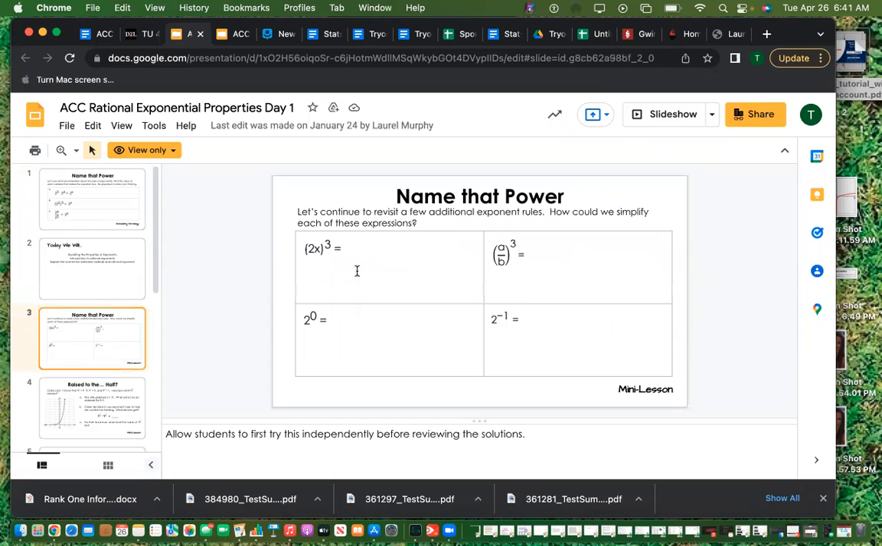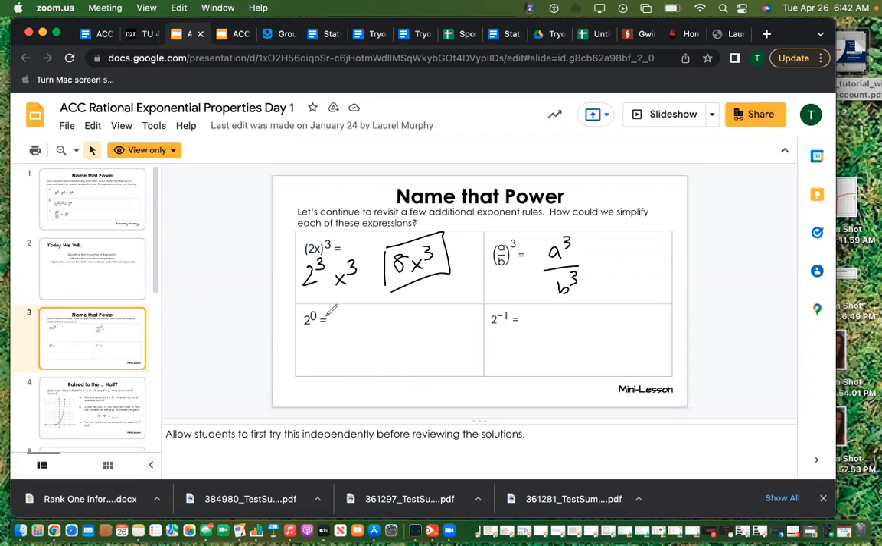All right. So what we've got is we're going to revisit just a few additional exponent rules. These are things that you've seen in the past. So if you have something raised to the 3rd power, you're going to raise that 2 to the 3rd power and that x to the 3rd power. And the reason why is because of those parentheses. So this would be 2 to the 3rd power, which is 8, and x to the 3rd is just x to the 3rd. Okay. If I take something and I raise it to the 3rd power and it's divided by, that means that I'm going to take each piece and raise it to the 3rd power.